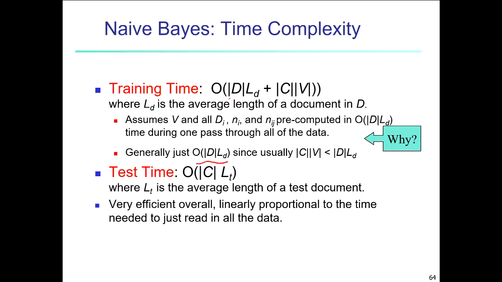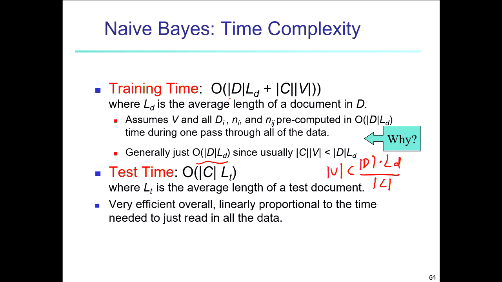This is because you can think of, if we write the inequality in this way, it might be more clear, because C is usually a very small number. In real applications, C usually equals 2. And then you can see your vocabulary size is usually much smaller than the right-hand side of the inequality.